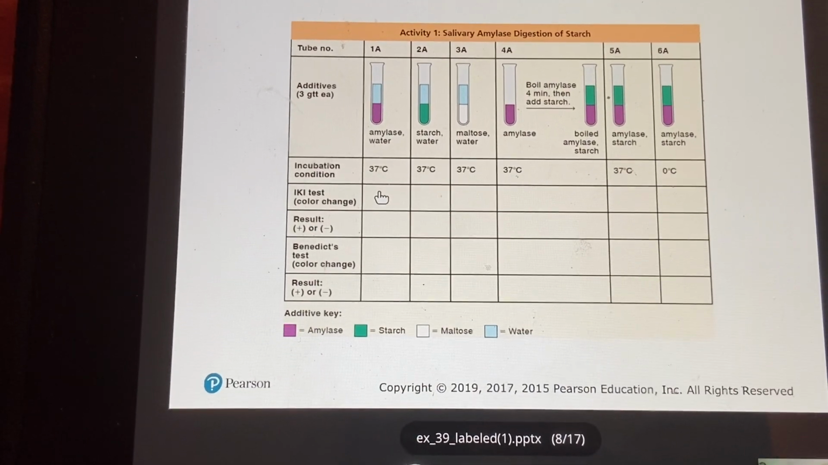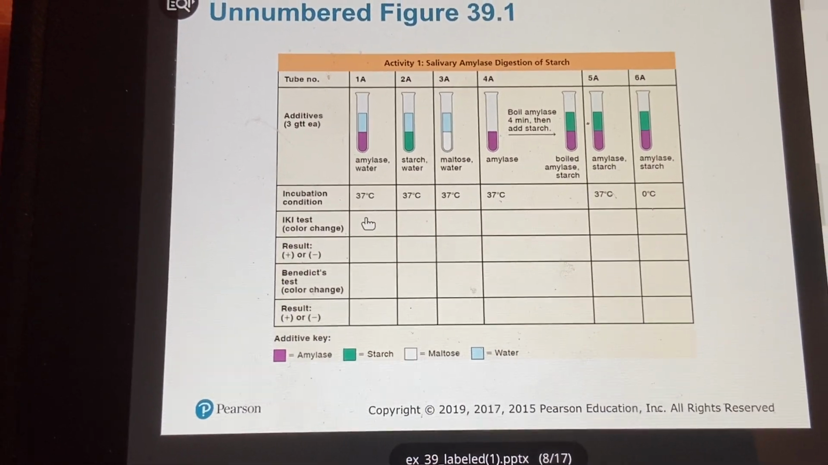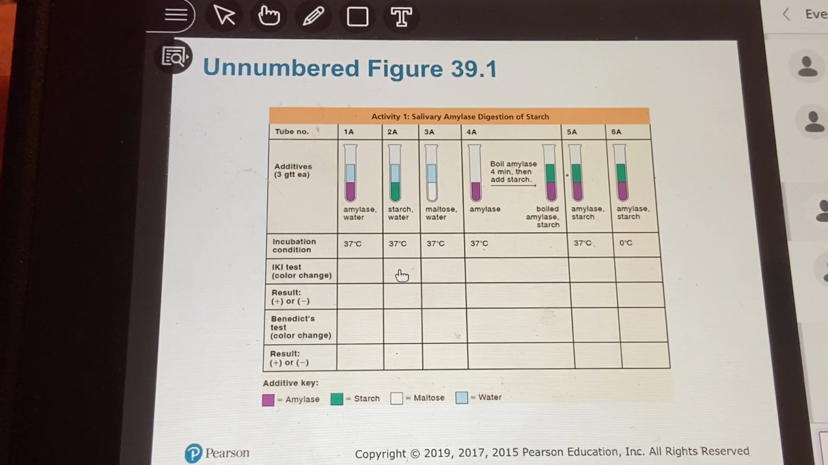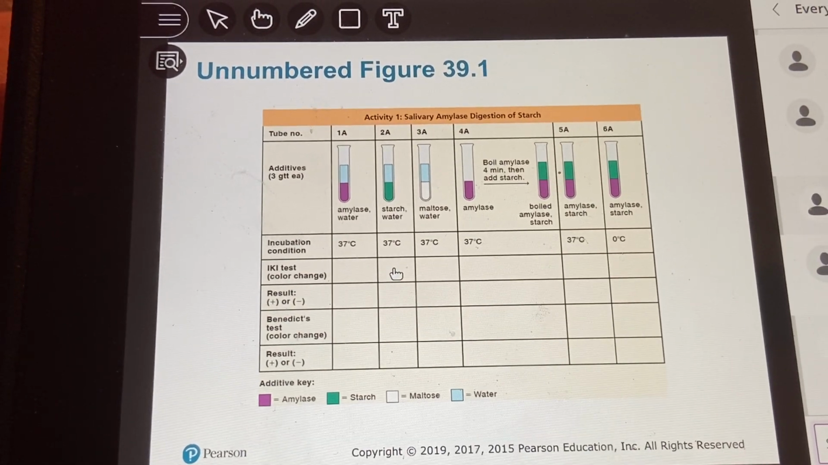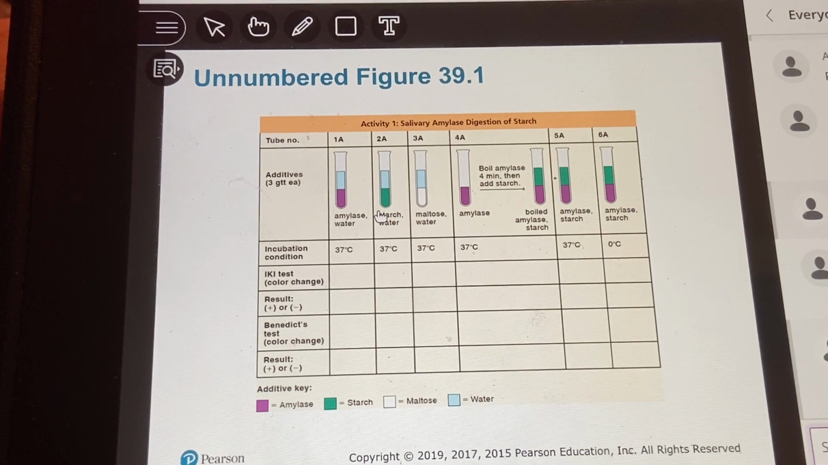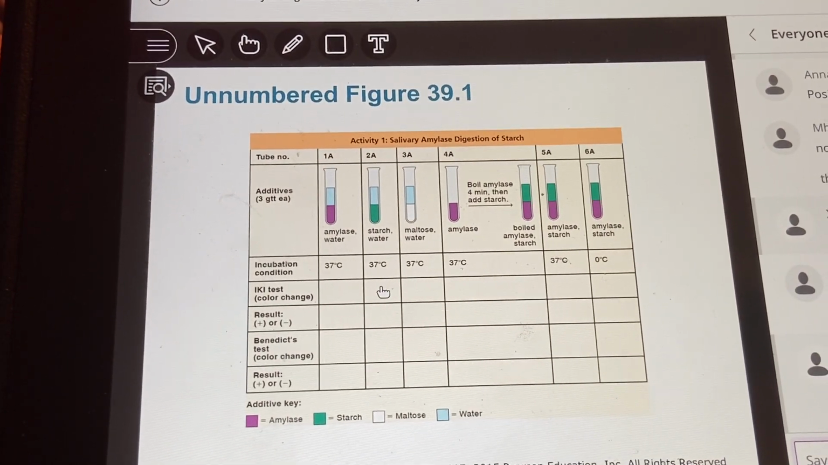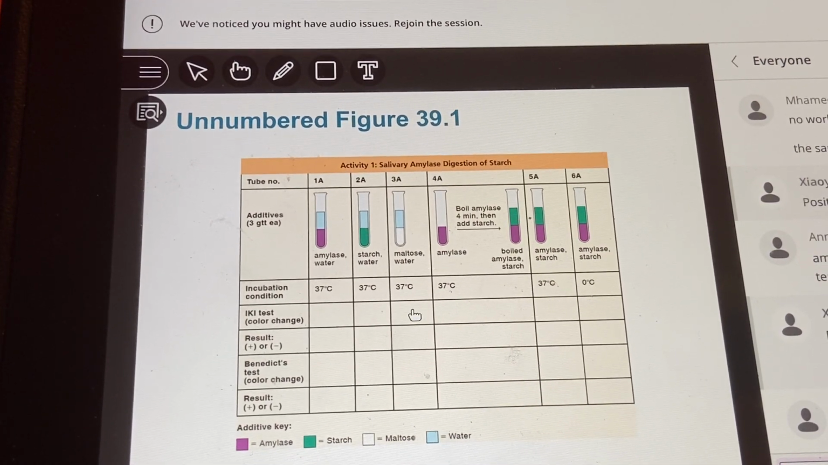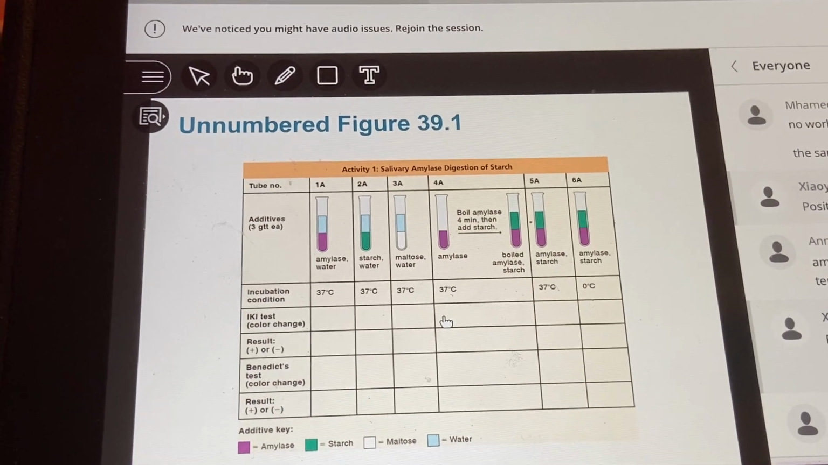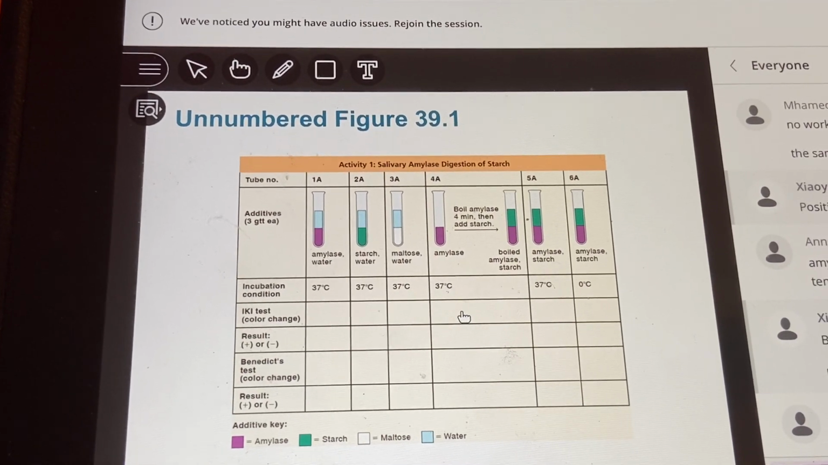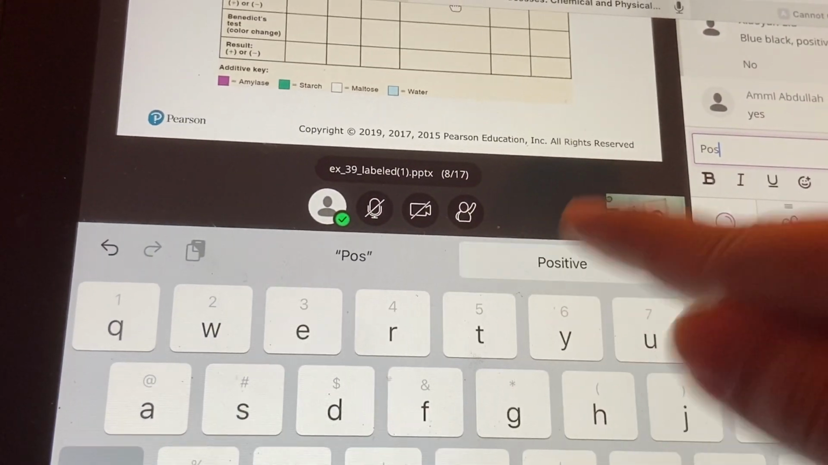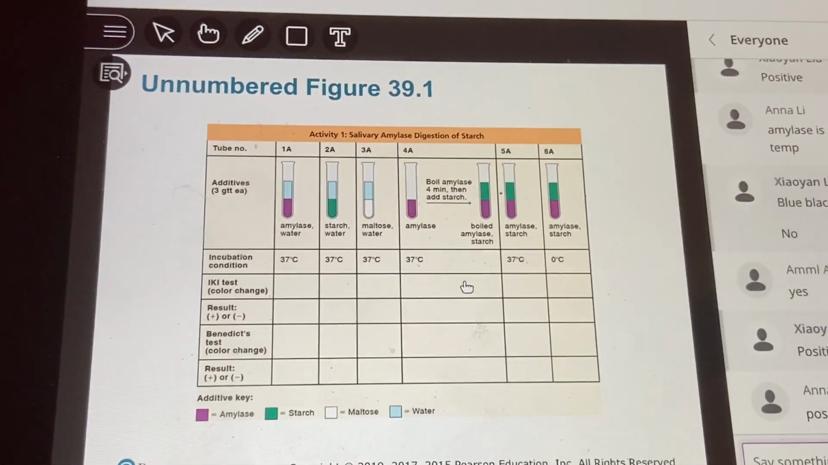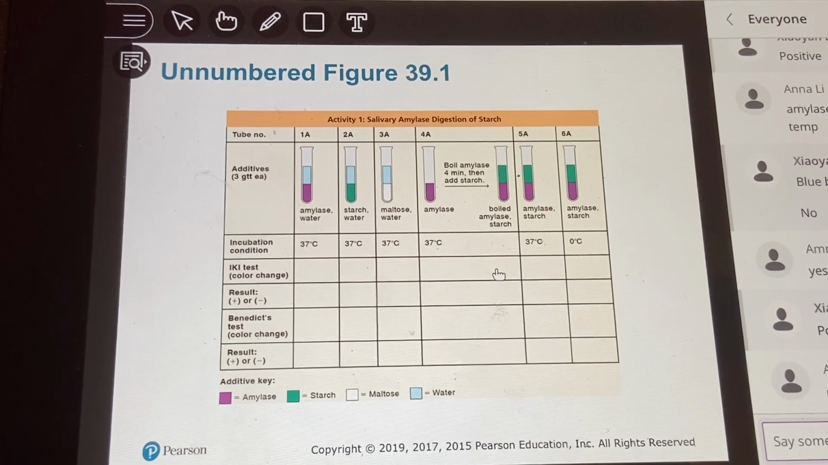So here, is it blue-black? Amylase and water? No, right? What about here? Starch and water, IKI. Starch is there. This is blue-black. Next, maltose and water. Negative, no color change. What about this? Amylase and starch. You test it for IKI. Of course, there is starch there, it's just because amylase didn't work. So this is blue-black here, positive.